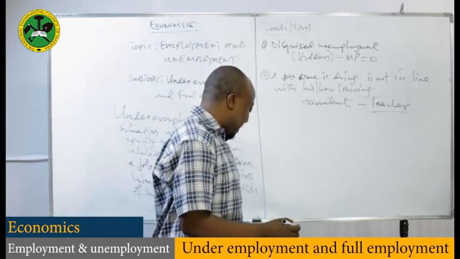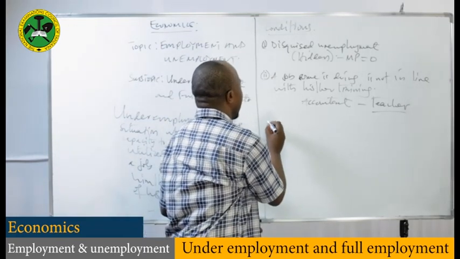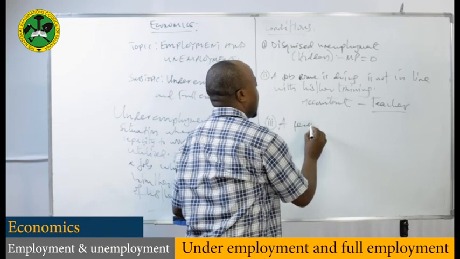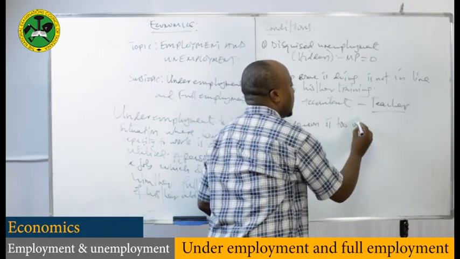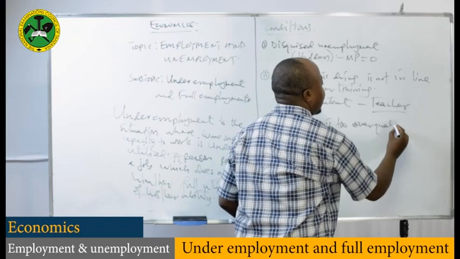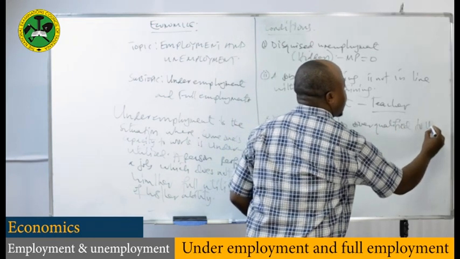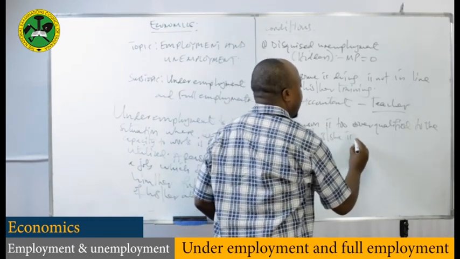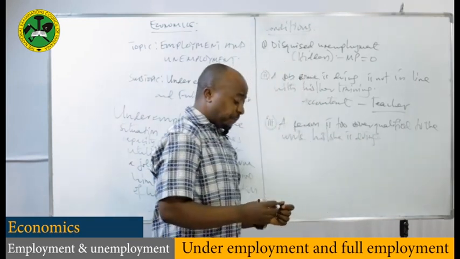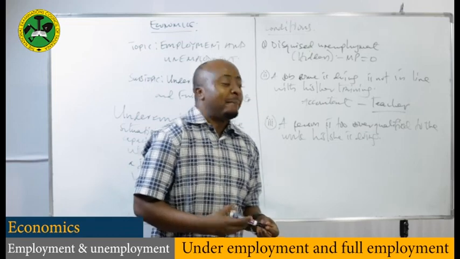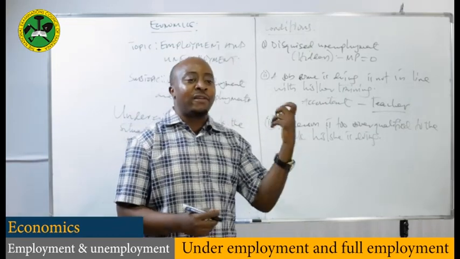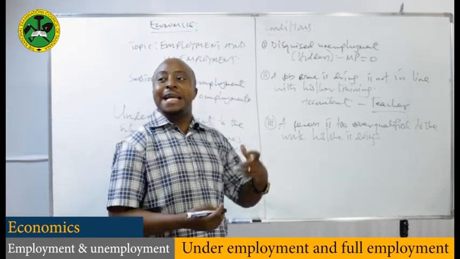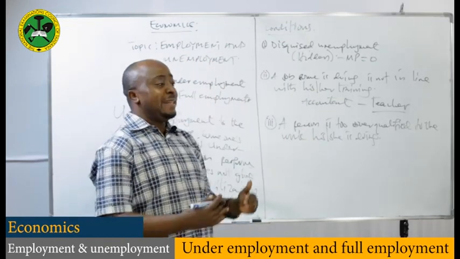Another condition which can cause hidden underemployment is when a person is overqualified for the work he or she is doing. If you find someone is employed, but the work that person is doing is less than the qualification that person has, then we say there is underemployment. When we say overqualified, that means your qualifications are above what you are doing.